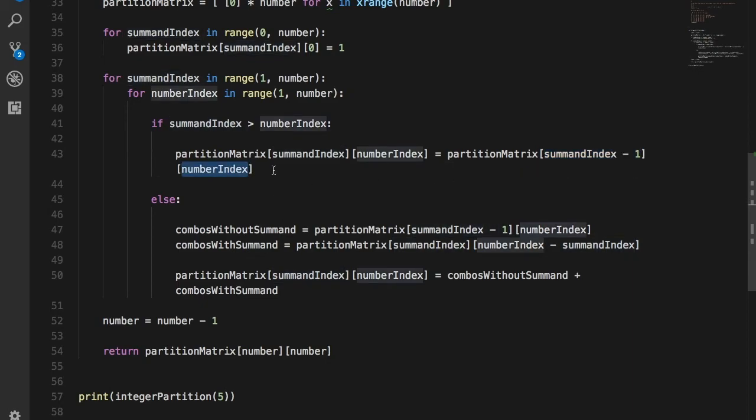And number index is column selection. So you want to go one previous row, so you go summoned index minus one. So the first one is row selection, and the second one is column selection. Hence, that's what you're doing over here, just copying that value.